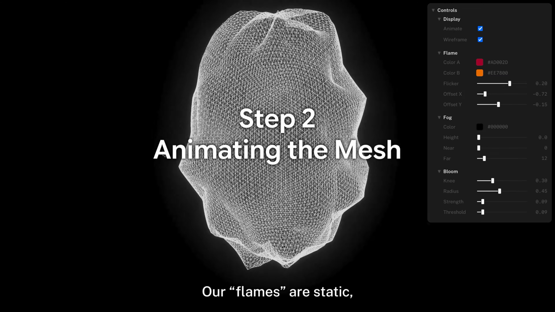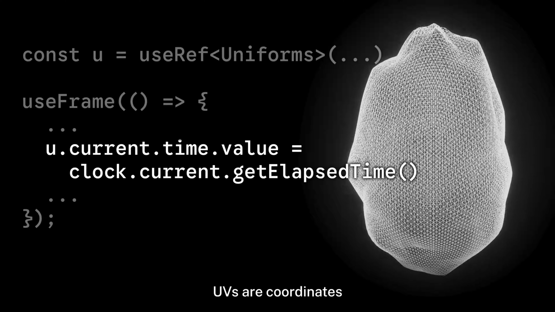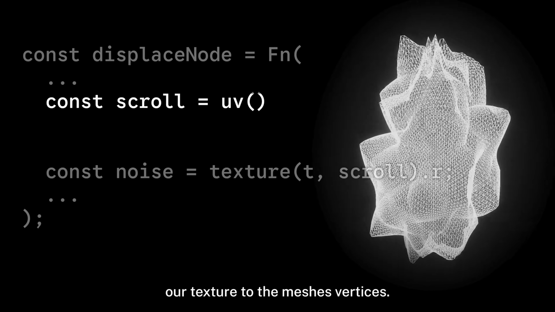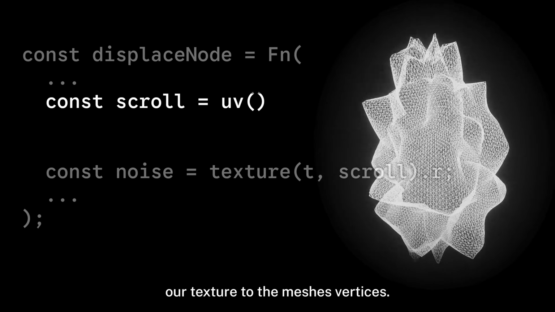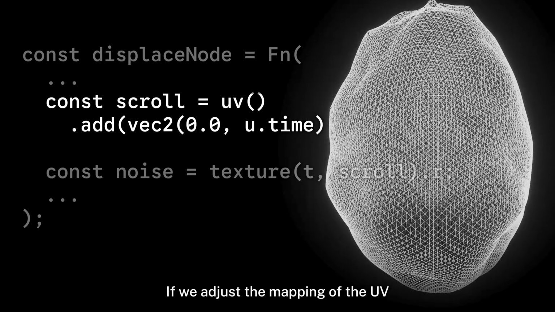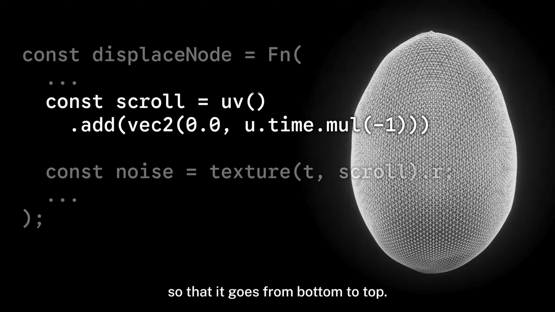Flames aren't static, so how do we animate the shape? For that, we need two things, time and the UV mapping. UVs are coordinates that specify how to map our texture to the mesh's vertices. If we adjust the mapping of the UV coordinates based on time, we can animate our displacement. So I added time to the y-axis, and now it scrolls vertically, and multiplied it by -1 to change the direction, so that it goes from bottom to top.